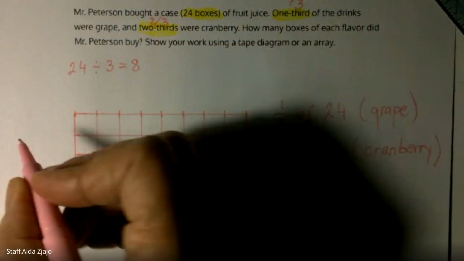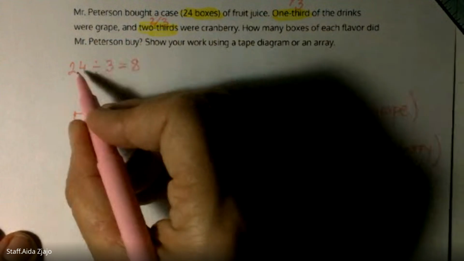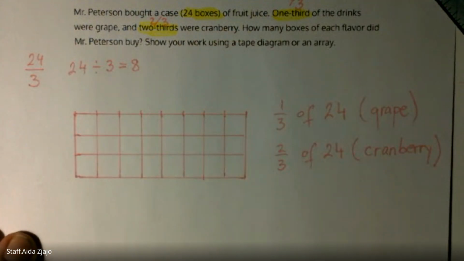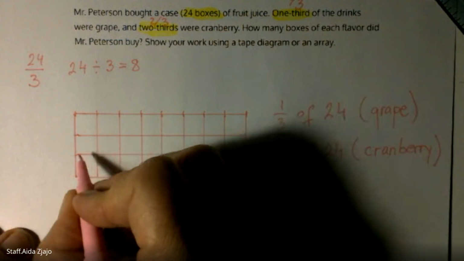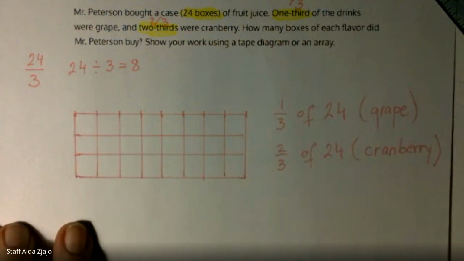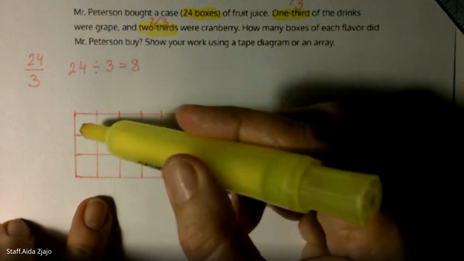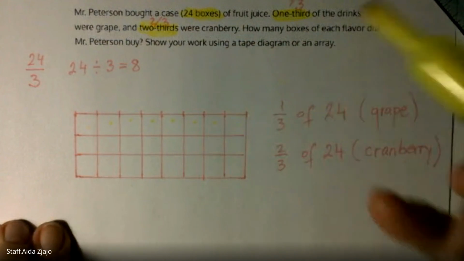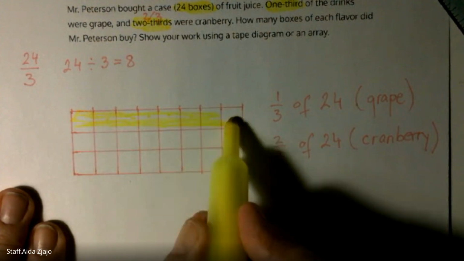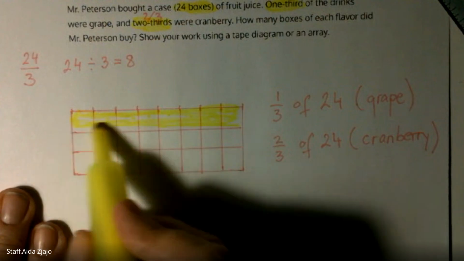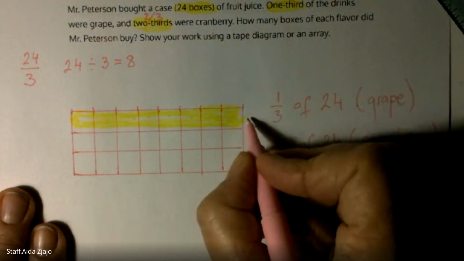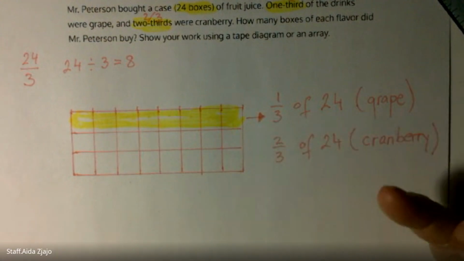Or we can see it as a fraction. This 24 divided by 3, each of these is 1/3. So if I have 24, I will have, okay, let's see, 1, 2, 3, 4, 5, 6, 7, 8. So these 8 are going to be 1/3, sorry, 8 pieces, 8 boxes. 8 boxes would be 1/3. And that's grape.